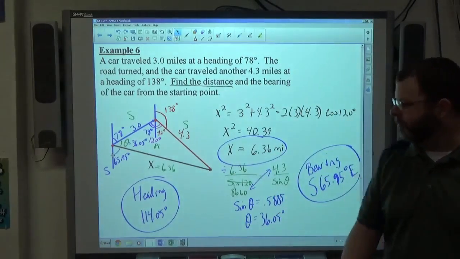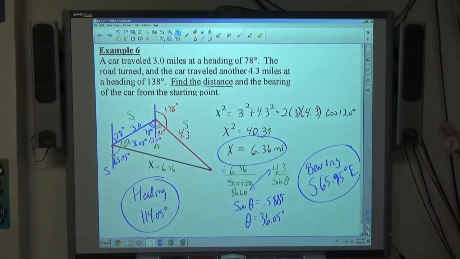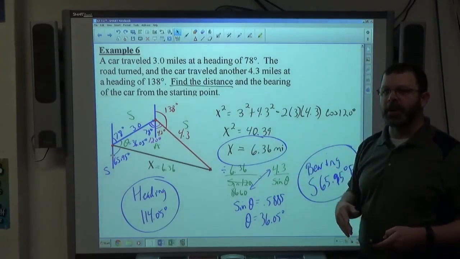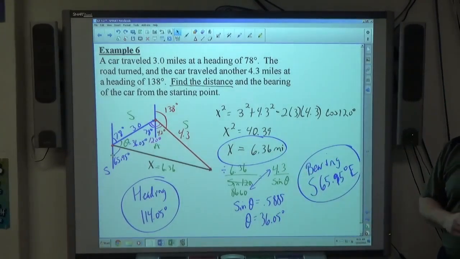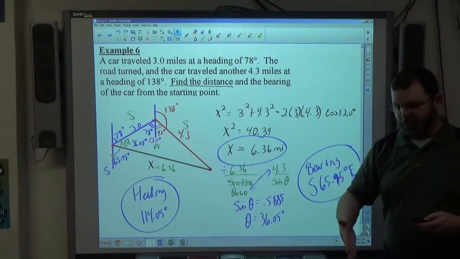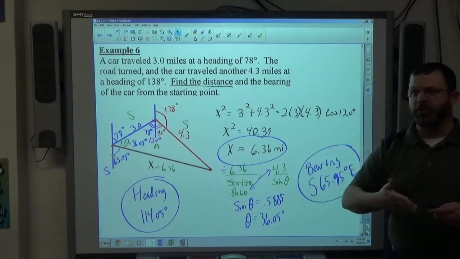So anyway, whole idea, just like the 7.1 problems, is to draw the picture correctly based on heading and bearing. Heading is typically a line of motion, whereas bearing is usually a line of sight. But again, just know how to draw those: 0 degrees straight up, and then go clockwise for heading. Look south or look north, then some degrees east or west.